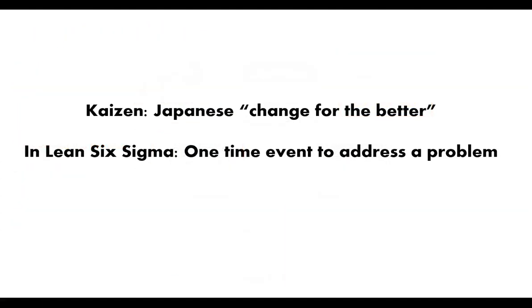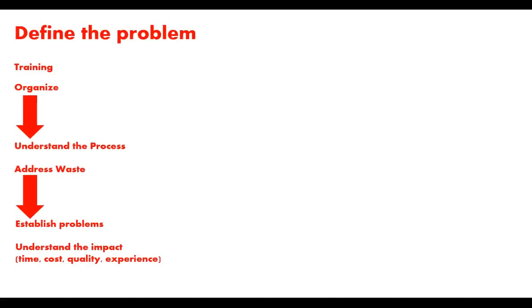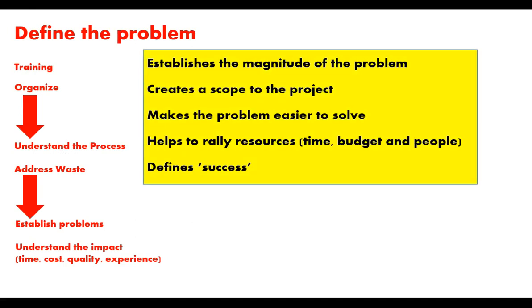Now, one slide that comes up throughout this entire course is Kaizen, which just means change for the better, and this is a more detailed insight into a Kaizen event. What we're going to be discussing: solving a problem is part of a Kaizen. Now, back to defining the problem. Again, these are those 5 points that you brought up earlier. You want to establish the magnitude of the problem, create the scope of the project. It helps make the problem easier to solve, helps rally resources, and it also defines success.